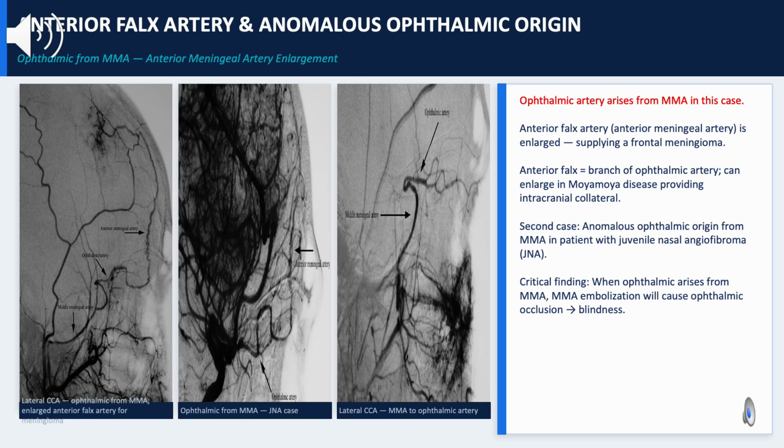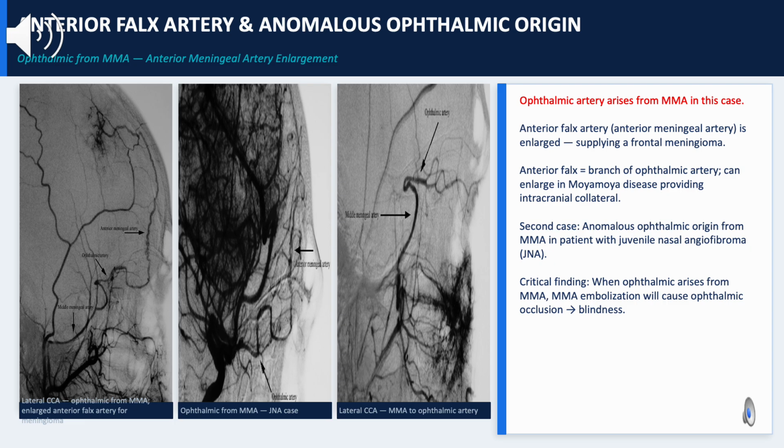The anomalous origin of the ophthalmic artery from the middle meningeal artery is the most common anomalous ophthalmic origin and is clinically the most dangerous variant in the context of MMA embolization. In the normal case shown here, the ophthalmic arises from the MMA in a patient with both a frontal meningioma, where the anterior falx artery is enlarged, and a juvenile nasopharyngeal angiofibroma.